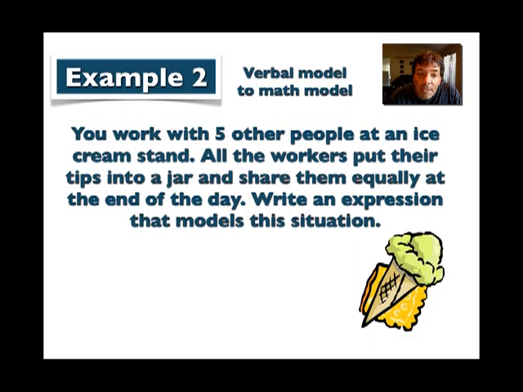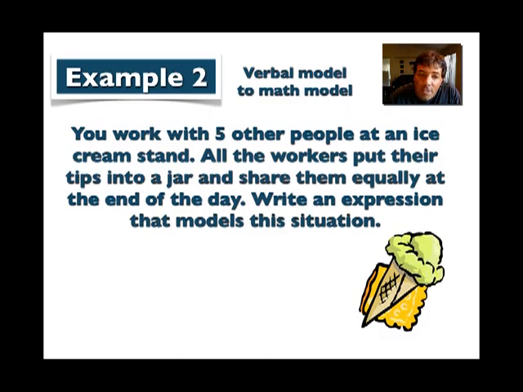Okay. So now we're going to take a verbal model. This is what we were talking about before. We're going to take words and turn it into a math model, or a mathematical model, which is an expression. So the question says you're working with 5 other people at the ice cream stand, and all of you put your tips into a jar and you share them equally at the end of the day. And we want an expression that shows this situation. Now, this really is a pretty simple problem. So basically what we have are 6 people, that means you and 5 other people, who take your money, put it into a tip jar, and then when your day's over, you're going to split it up evenly.